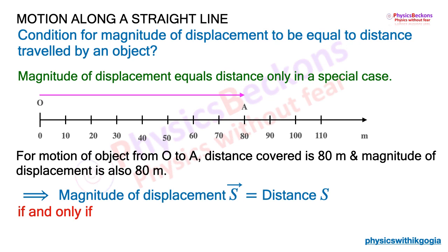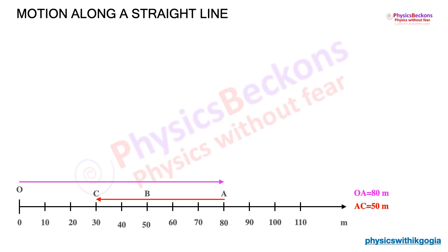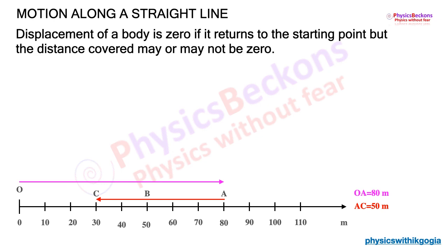So, we repeat, magnitude of displacement S is equal to the distance S if and only if a particle moves between two points along a linear or a straight path. The displacement of a body will be zero if it returns to the starting point, but the distance may not be zero. For example, if a particle starts from O, goes to A and comes back to O, the distance covered will be 80 plus 80, 160 meter, but the displacement will be 0. So, returning to starting point, displacement is 0, but distance is not 0.